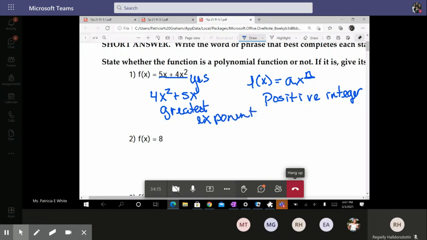Okay. What about 2? How could I put an x on there? I could. That's exactly right. I could say 8x to the 0 power, right? And then that's still just 8, because x to the 0 power is just a 1, right? So that's a polynomial. Yes, it's a polynomial, and the degree is 0.